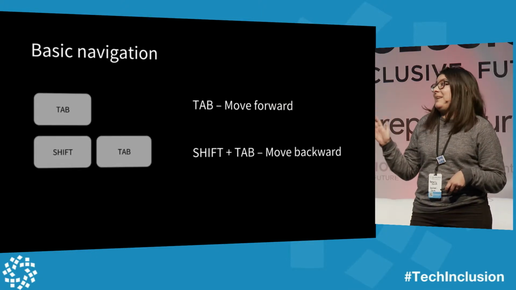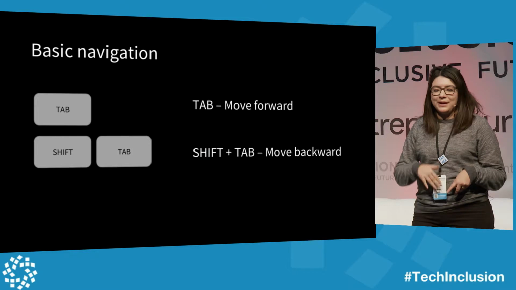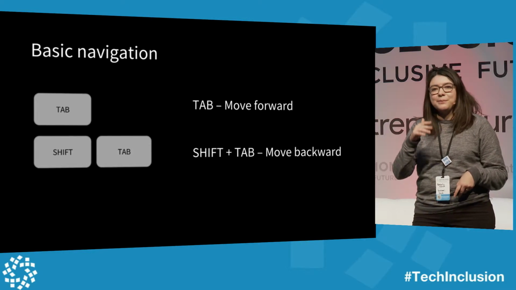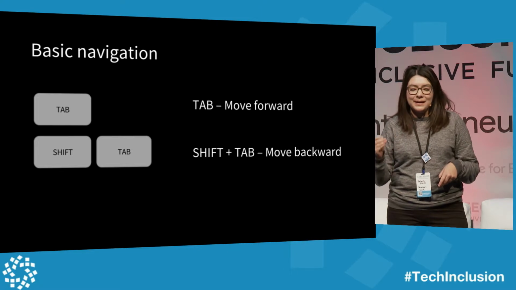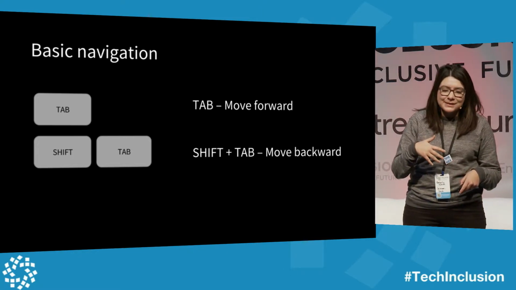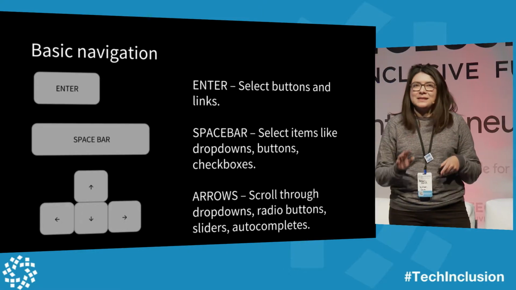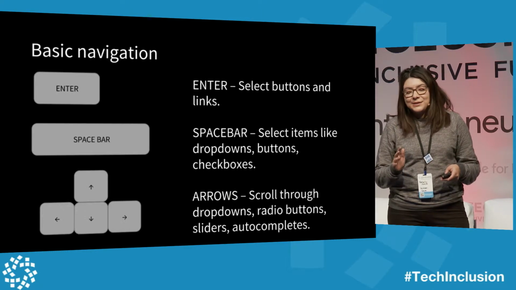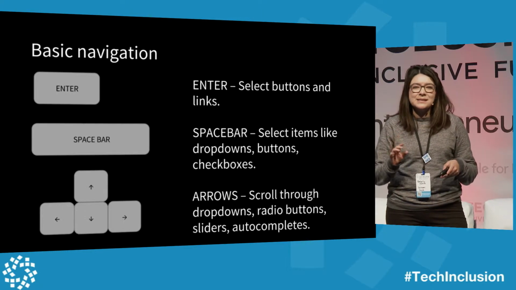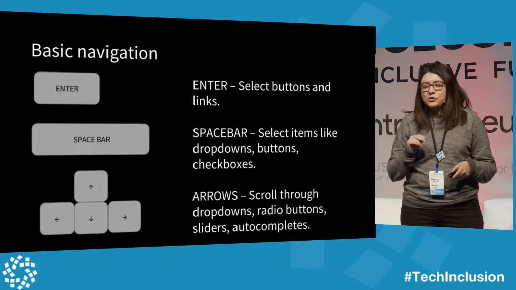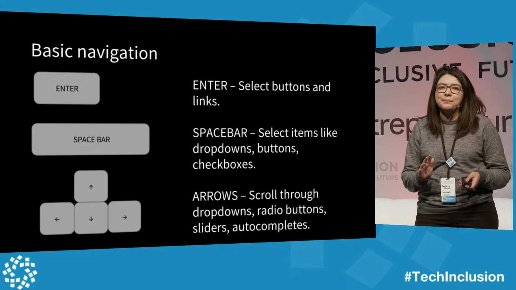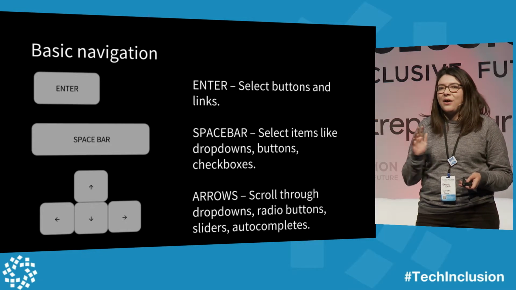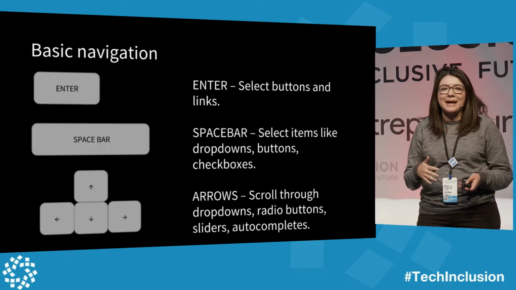This is the basic navigation. It's not that difficult to do. If you hit tab, you should be able to move forward to the next button, the next link, or the next navigable item. If you hit shift tab, you should be able to go backwards. You also might need to use the enter key, spacebar key, and arrow keys to select drop-downs, to select buttons, to scroll through auto-completes. And all of these things are enumerated in the WCAG.